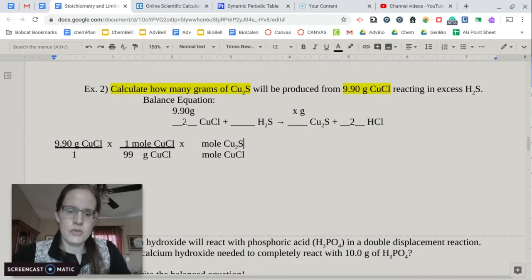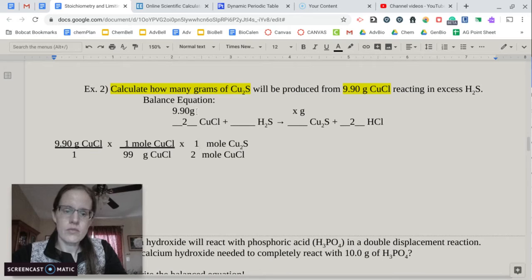And I'm pulling the numbers from the equation. I've got 2, and 2 is with the copper chloride here, so I'm going to put my 2 down there. And I've got a 1 here, so that means I'm going to put a 1 here. For every 2 moles that I start with of the copper chloride, I only make 1 mole of this. And that should make sense mathematically. This molecule only has 1 copper in it, and you're making a molecule with 2 coppers in it. So it should make sense that you have to have 2 of these to make 1 of those.